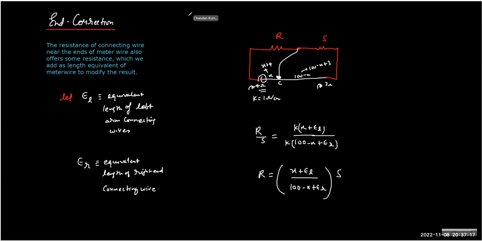So the question is how to know whether we have to use this formula or the previous formula. If they mention a connecting wire resistance, use the end correction. If they don't mention, don't use it. Simple. So it's not rocket science. And this was again a JEE Advanced question, which is not in that booklet. You have to open the 41 years. Let me search.